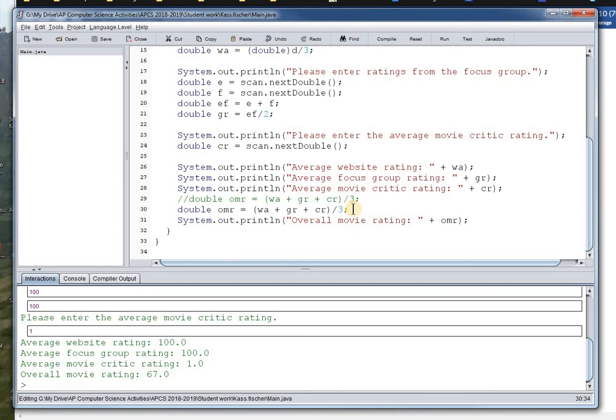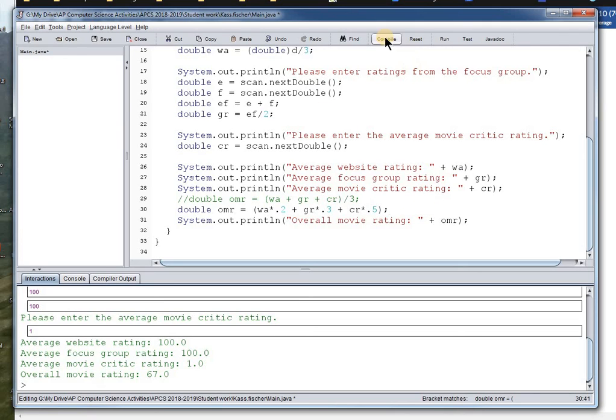So what you want to do is, instead of dividing by 3, you want to find the average, but this is 20% of the average, this is 30% of the average, and that's 50% of the average. So I think all you're going to have to do is take the WA and multiply by 0.2, the GR and multiply by 0.3, and the CR and multiply by 0.5.